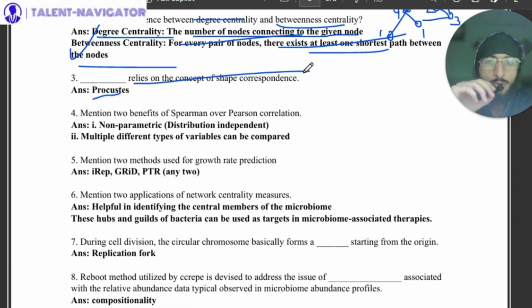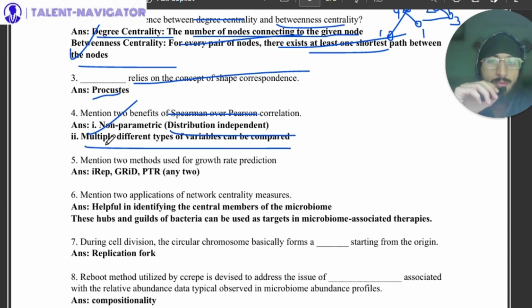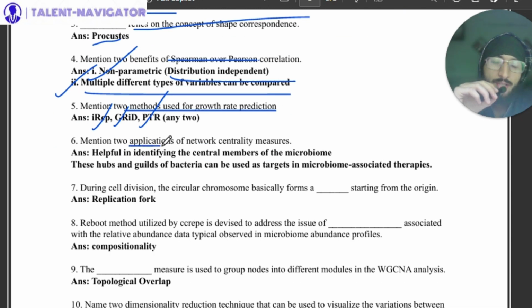Procrustes relies on the concept of shape correspondence. Two benefits of Spearman over Pearson: non-parametric, distribution independent, and multiple different types of variables can be compared. Now mention two methods used for growth rate prediction, that is peak to trough ratio, GRiD, and iRep. Now mention two applications of network centrality measures: helpful in identifying the central members of the microbiome, and hubs and guilds of bacteria can be used as targets in microbiome associated therapies.